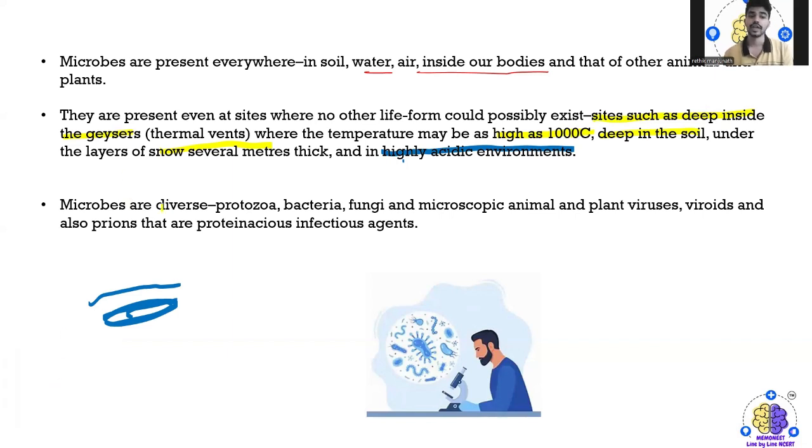So one thing is clear, microbes are diverse. Diverse in the sense that you are going to see many varieties of microorganisms. One is protozoans, then bacteria, fungi, microscopic animals, and plant viruses, that means viruses which normally affect plants. Then we have viroids and also prions. Prions are proteinaceous infectious agents.